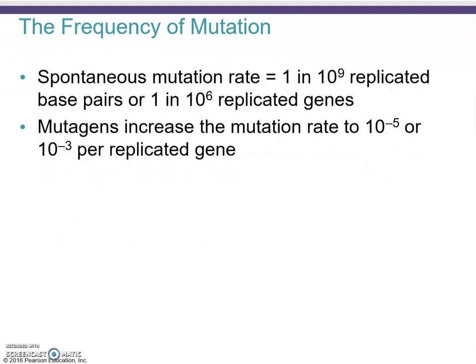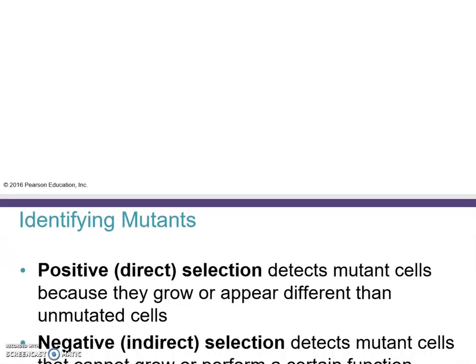The frequency of mutation, the natural rate of mutation, is very low. Natural mutation rate is 1 in a billion. That's how good your DNA polymerase enzyme is. And the mutation rate will increase to 10 to the -5 or 10 to the -3 per replicated gene if there is a mutagen, a mutation-causing substance or agent, present.